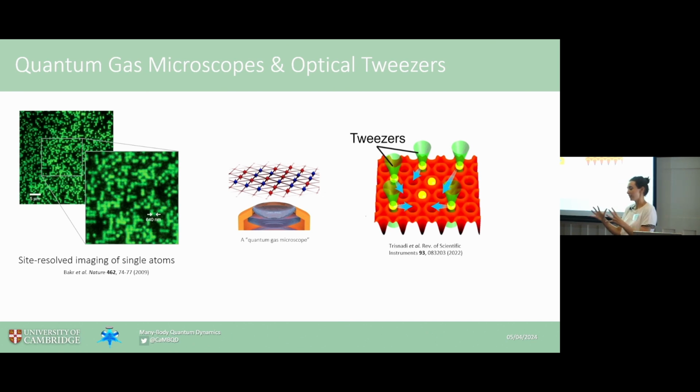And then if we were to shine a new laser through this quantum gas microscope, we can create something called an optical tweezer, which is a very, very tightly focused new potential on top of the optical lattice. And we can use this to generate new potentials in the lattice scheme and generate Hamiltonians that are different locally in different parts of the lattice.